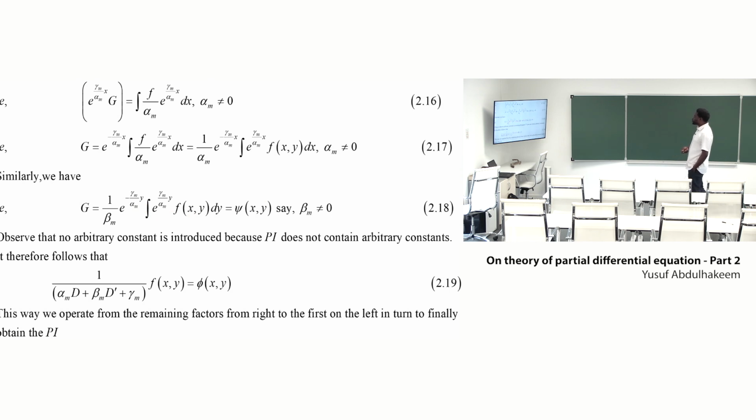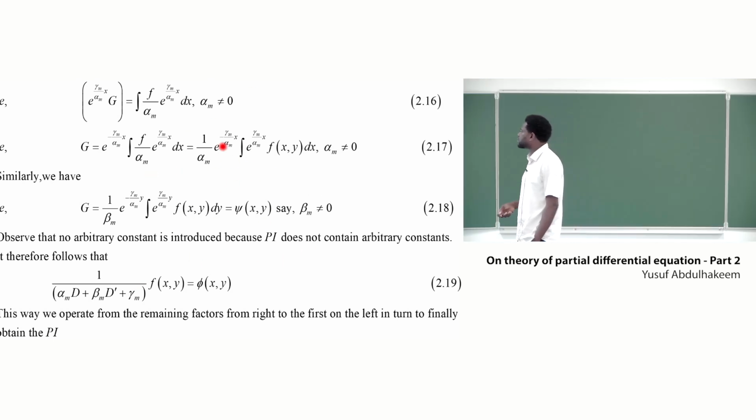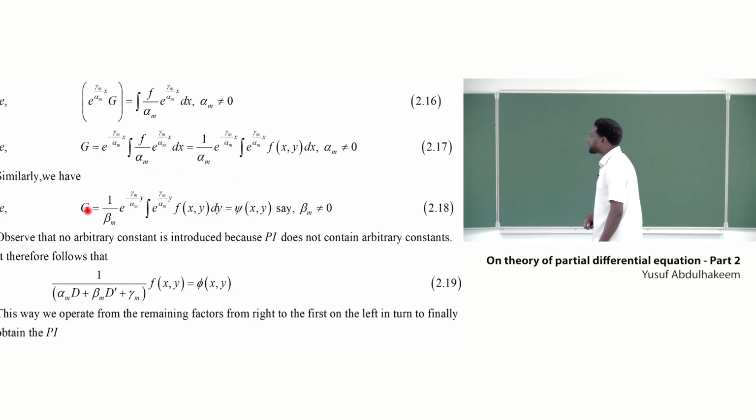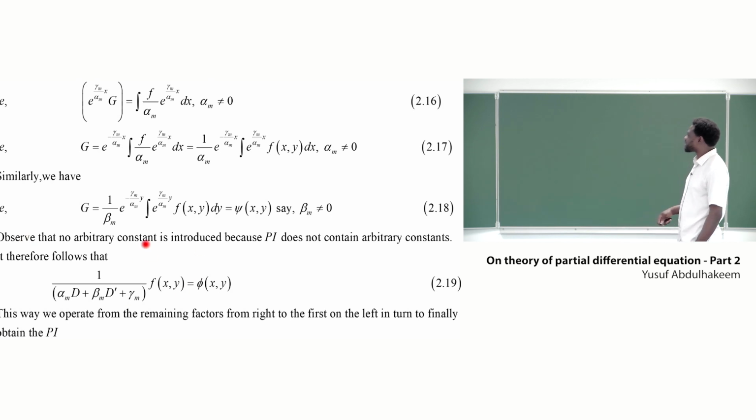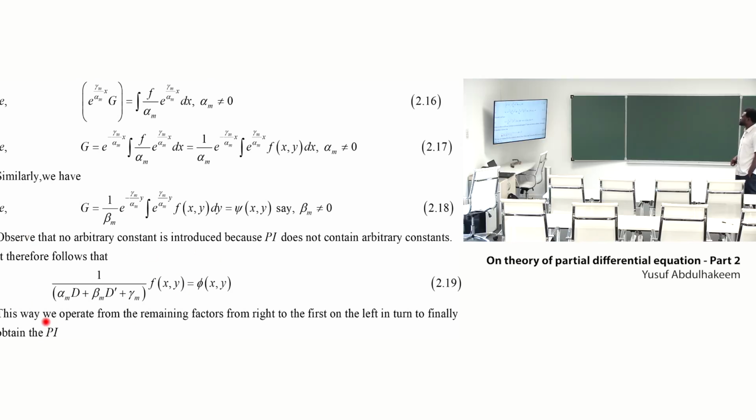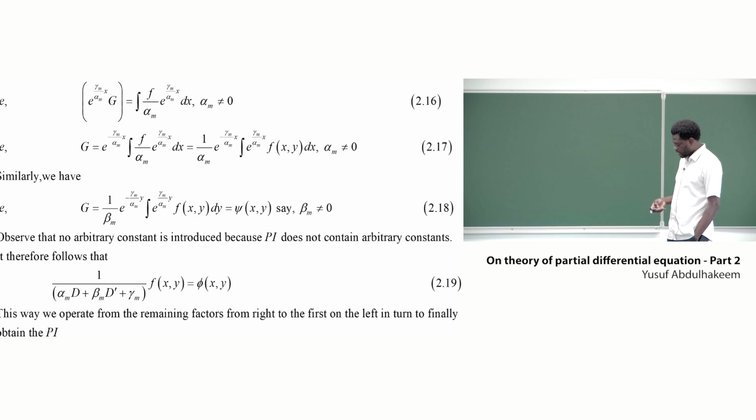So we observe that no arbitrary constant is introduced because the particular integral does not contain arbitrary constants. So yes, we are not going to introduce any arbitrary constant into this differential equation because the particular integral does not need to admit that. Already here, we already have enough constants. So it therefore follows that we have now obtained what our g is. So the next thing we are now going to do is to substitute that g back into the equation where we started from. So this way, we operate from the remaining factors from right to the first on the left in turn to finally obtain our particular integral.